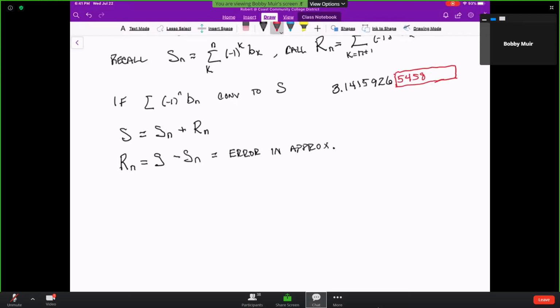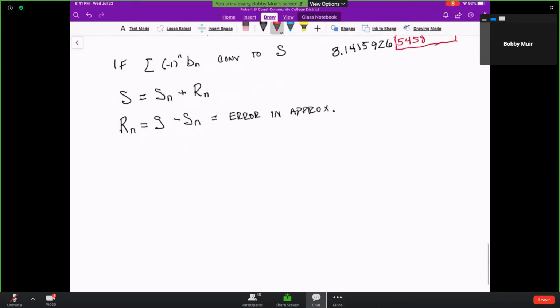Okay. But even with our powerful devices, for pi, it would take an infinite amount of memory to store it all. So even in our devices, we approximate.